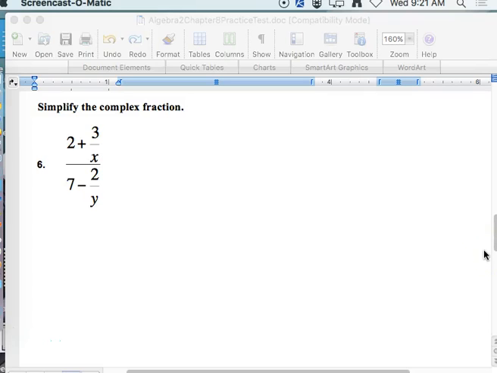Alrighty, complex fraction. You had some of those in the homework. I was just thinking, why didn't you ask about those? But people asked about those before you left yesterday, and I did one of those. I think that's 5 over 4. So help me out here. Thoughts?